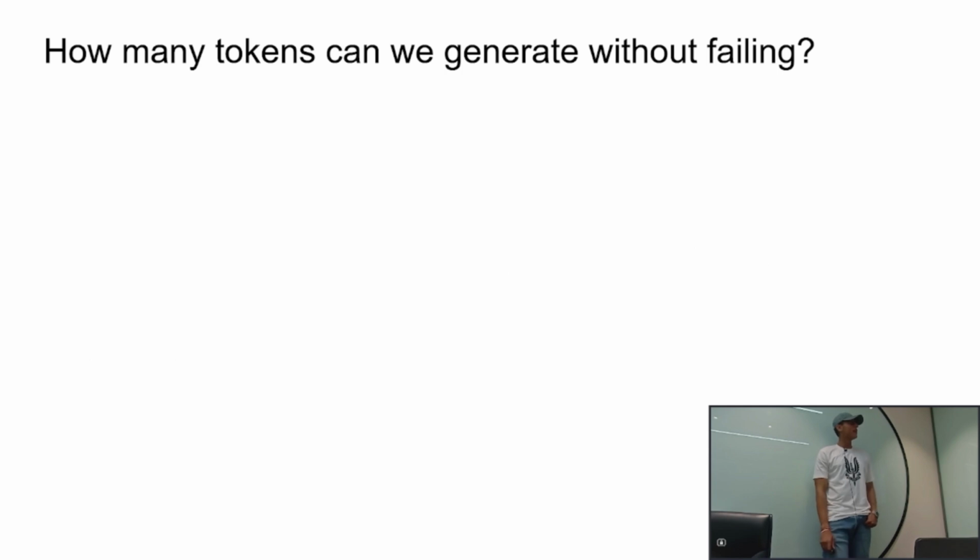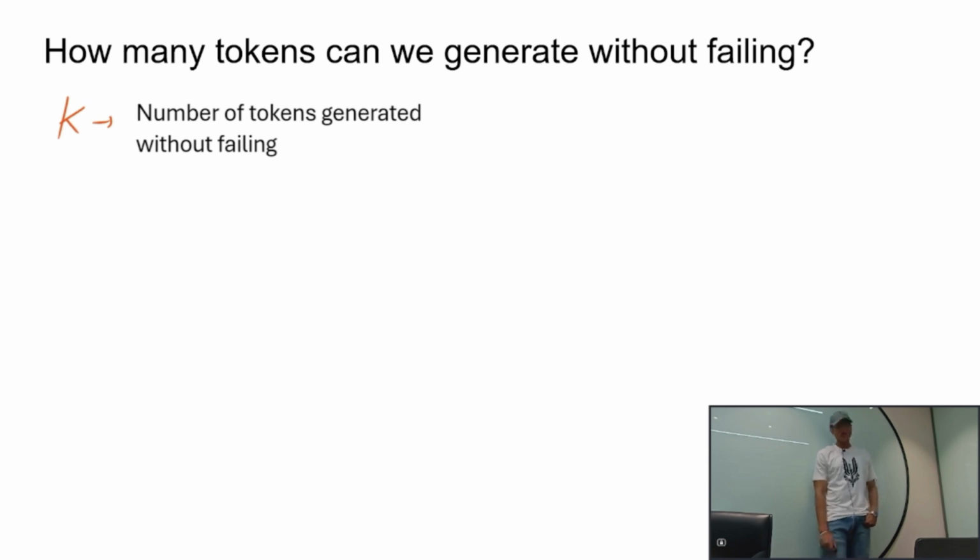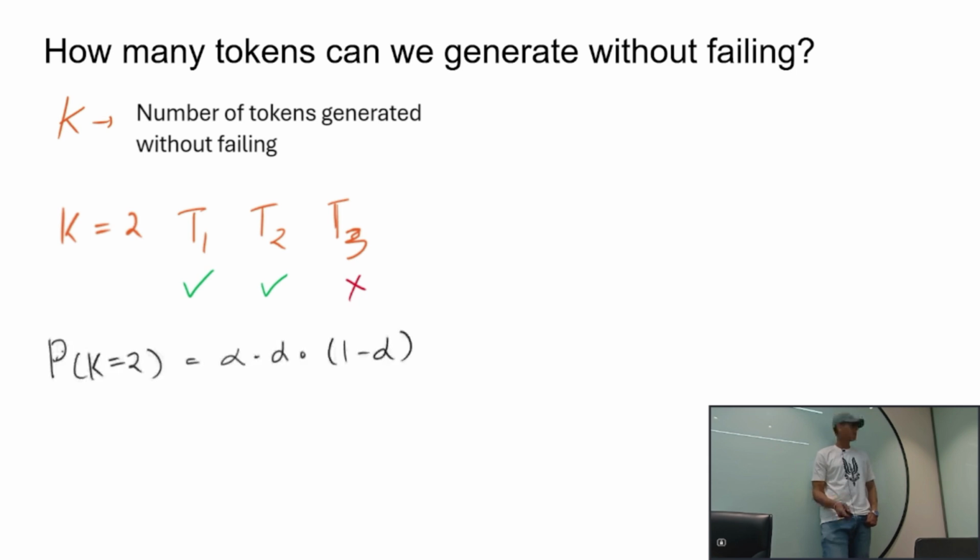The question that I'm trying to answer is, how many tokens can we generate without failing? Let's say k is the number of tokens I can generate without failing. What happens when k is equal to 2? I generate 3 tokens, t1, t2, t3. I accept the first one, I accept the second one, I reject the third one. So that means I generated 2 tokens without failing. In terms of probability, the probability of generating 2 tokens without failing is alpha multiplied by alpha multiplied by 1 minus alpha, that is alpha squared into 1 minus alpha.